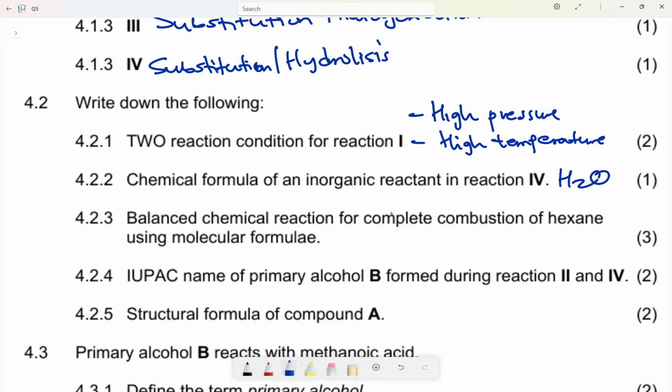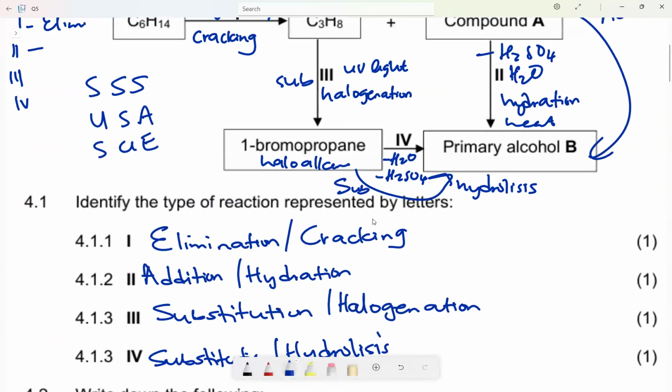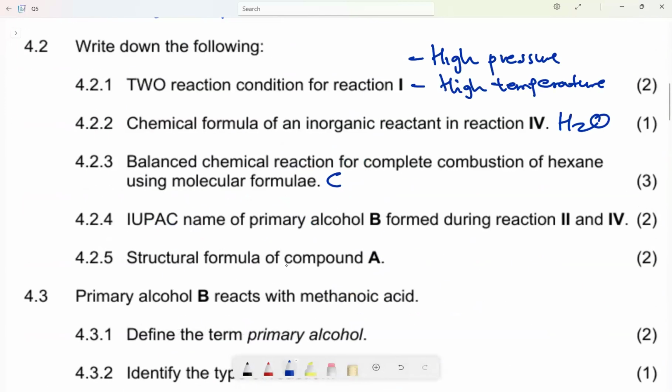Balanced chemical reaction for complete combustion of hexane using molecular formula. So let's try to do that. C4H14. Let's do it here. C4H14. Remember, it needs to react with excess oxygen to form carbon dioxide plus what? Plus water. I'm leaving space so that I can balance. How many carbons do I have? 4 on that side. I need 4 also on this side. Hydrogens, how many do I have? I have 14.